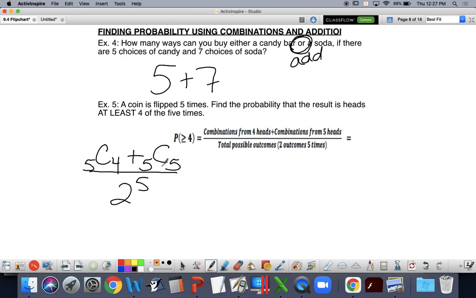Challenging, I know. Challenge. 32. Whether I decide to give up. Don't give up, don't give up, don't give up. So I end up with 6 out of 32, 3 out of 16.